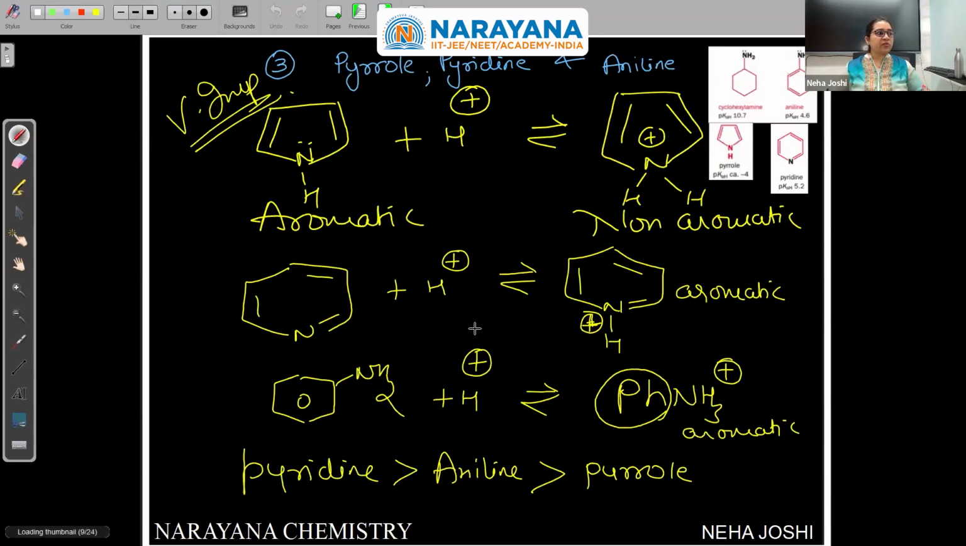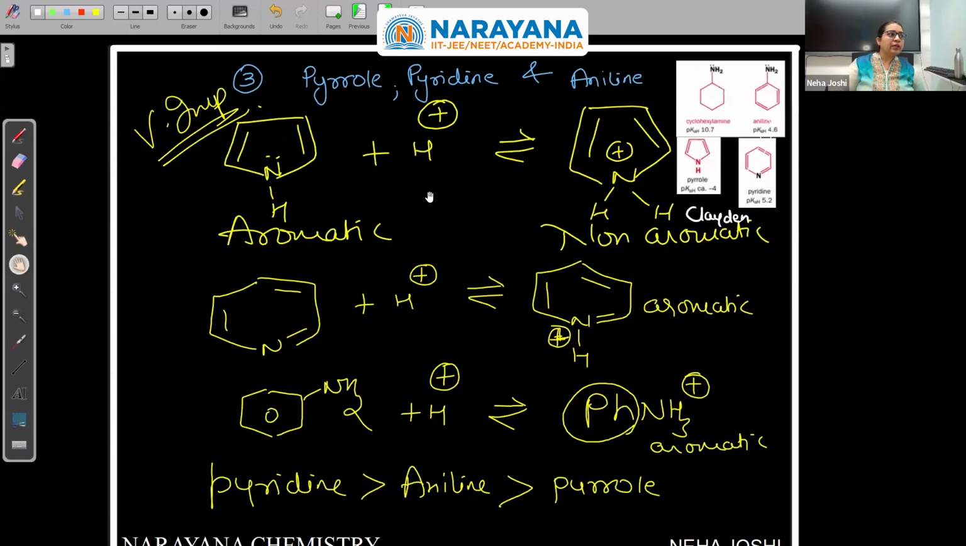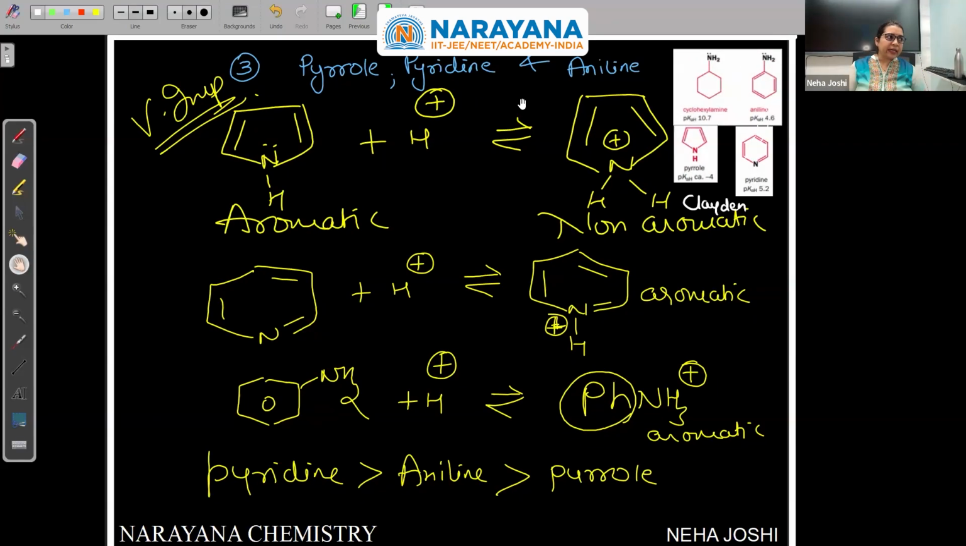Next type of comparative sets which are important is pyrrole, pyridine, and aniline. We take one individually and then we'll confirm with the pK values. All these pK values here I have taken from, I should write somewhere, Clayden. These type of cuttings, wherever you come across in notes, they are from Clayden. Okay. So let us compare pyrrole, pyridine, and aniline.